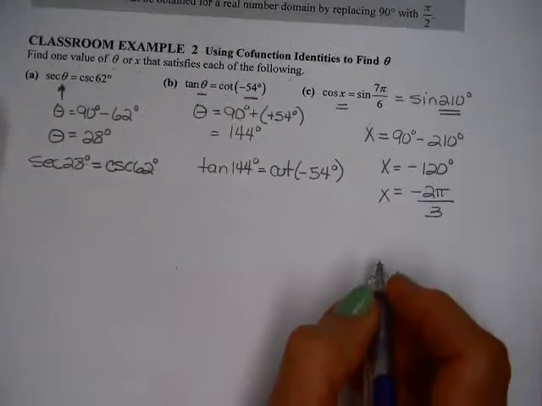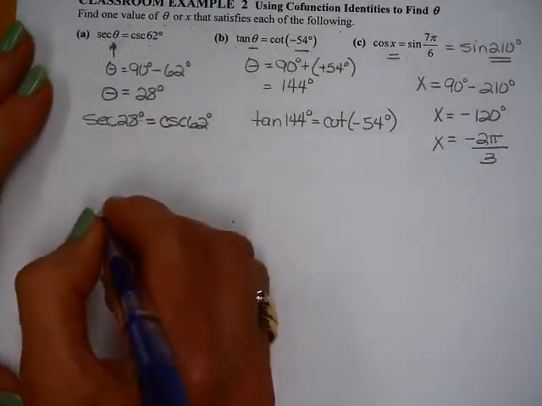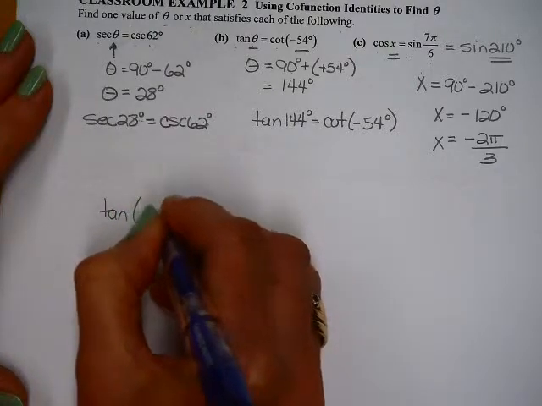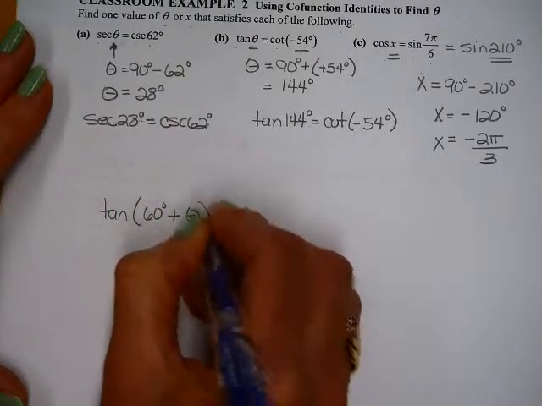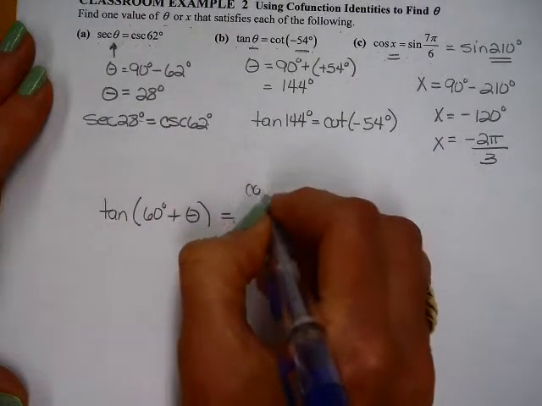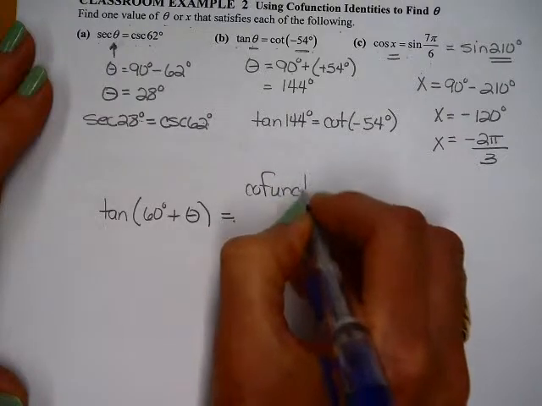Now they didn't put an example like this, but there may be one on homework. What if you have something like this, the tangent of 60 plus theta equals, and they want you to write it in terms of your cofunction.